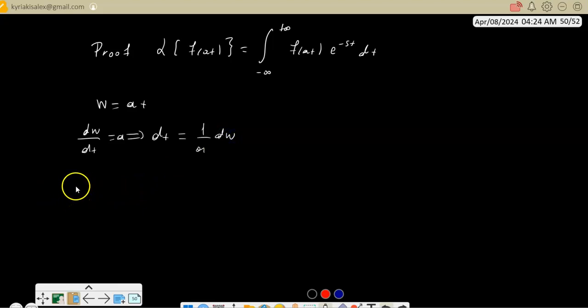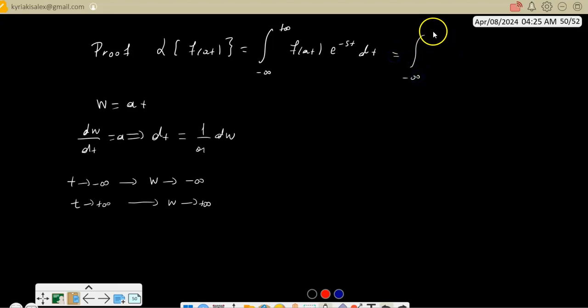Now let's change the bounds of integration. For t going to minus infinity, w goes to minus infinity. And for t going to plus infinity, w goes to plus infinity. So the same bounds of integration are preserved.